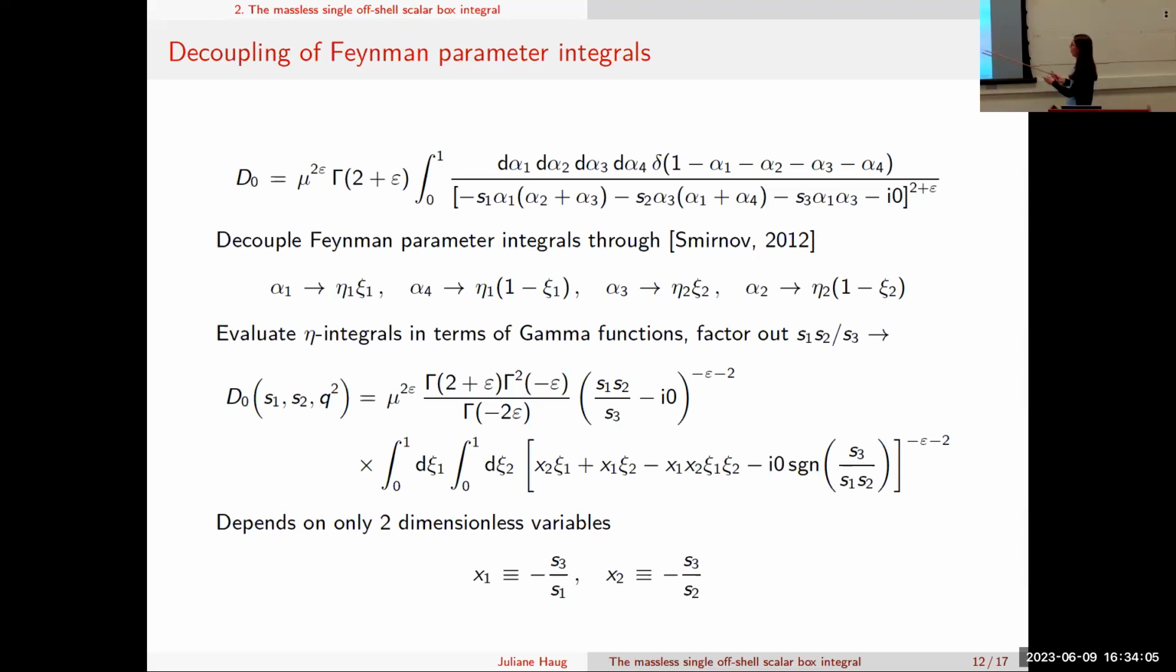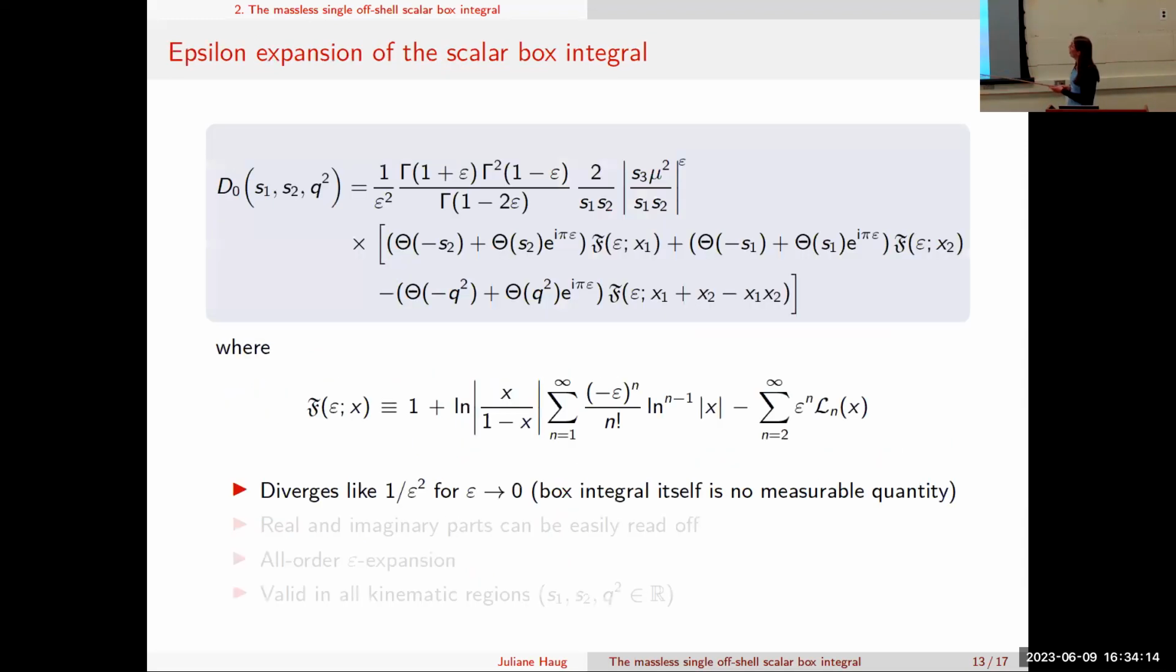Okay, and then we took this integral and evaluated it. That involves some work, which I will not go into in this talk. And in the end, we find this epsilon expansion. We can see that our loop integral diverges like 1 over epsilon squared for epsilon to 0. That shows us that the box integral itself is not a measurable quantity.